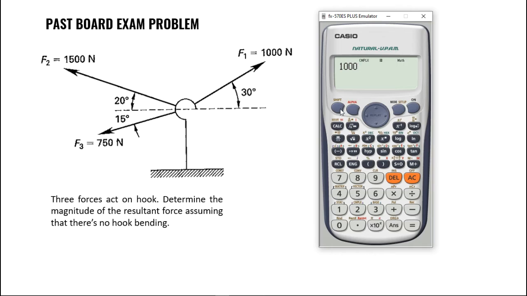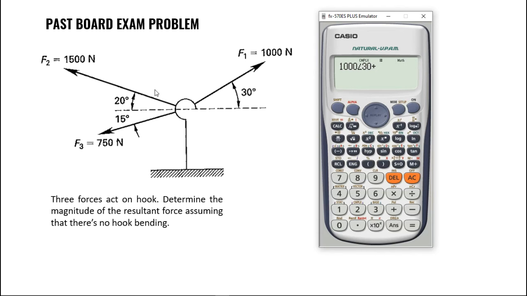So, 1,000, angle natin is shift. Then, ito. Itong parang may negative sign or yung may A dito. So pag nag-complex tayo, automatic na magiging angle pag nag-shift tayo. So shift here, then press this button. So angle natin is 30 degrees. 30. So add lang natin lahat for systems of forces.